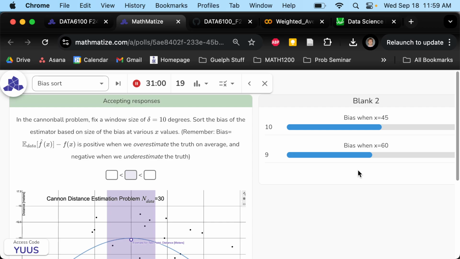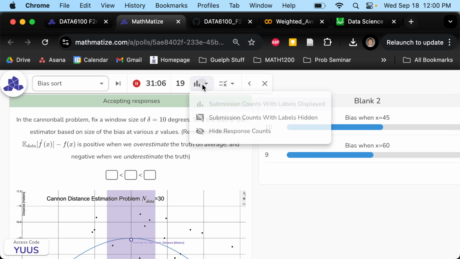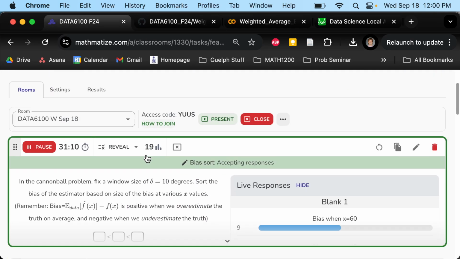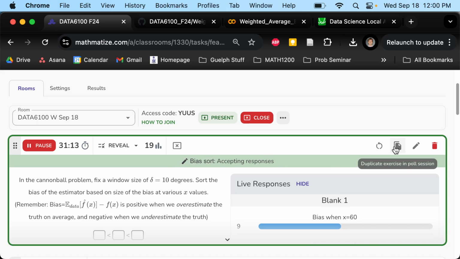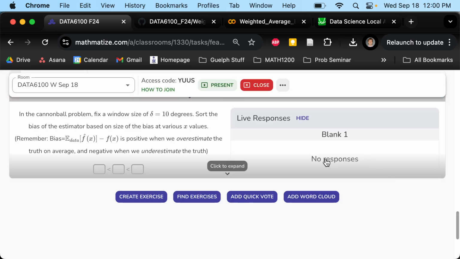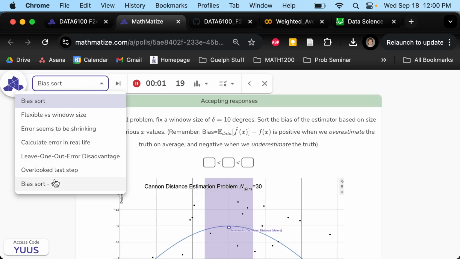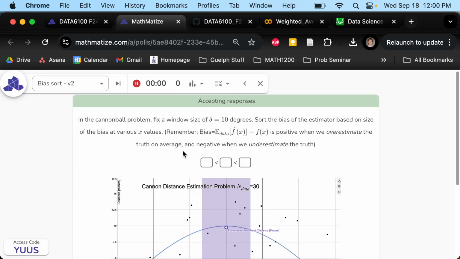I'll send it back to you guys. I'm going to open this one up again, and then we will take it from there. Okay, so I'm going to duplicate this, take a couple minutes. Feel free to talk to your neighbors, and we'll take it from there. Bias sort V2.